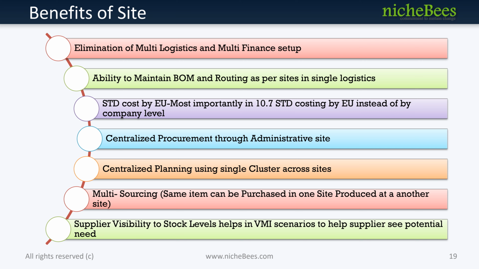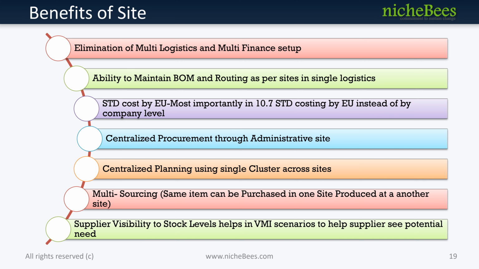Third, standard cost by enterprise unit instead of by company level. In earlier versions of the multi-site environment, the calculated standard cost of an item was available for the entire company. Hence, it was clear that the same item could not have two different standard costs in the same company. Now in 10.7, with site activation, the item costing data can be calculated and made available by enterprise unit instead of by company.